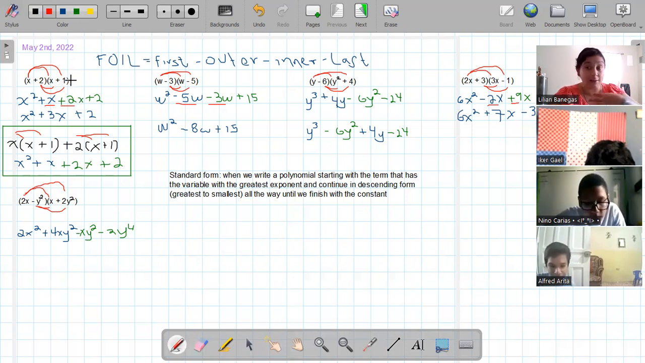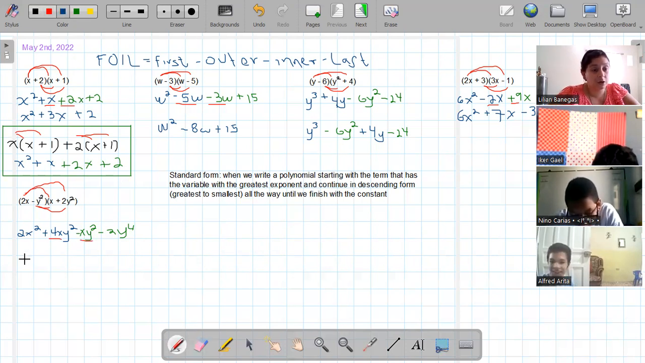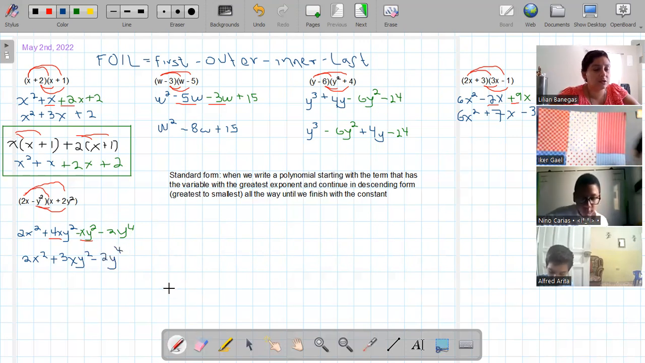And as you can see, as I told you, since we have exactly the same variables with exactly the same exponents, middle terms are like terms, okay? So let's simplify them. So we got the 2x squared. How much is 4xy squared minus xy squared? 3xy squared. Positive 3xy squared. And I copy the negative 2y to the fourth power, because I didn't do anything to that one. And that is my final answer.